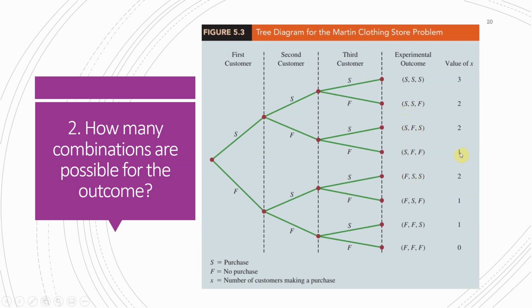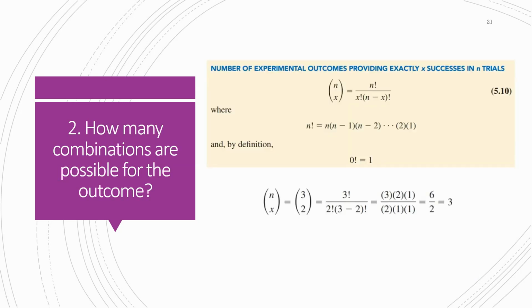So remember, when we're thinking about combinations, we already learned about them earlier in this chapter, sorry, I'm getting my chapters confused, an earlier equation where we learned about the number of outcomes providing exactly X successes in N trials. So we already know we have 3 trials, and we're looking for 2 successes, right? 2 purchases. So we can use this equation and substitute X equals 2, and then N equals 3.